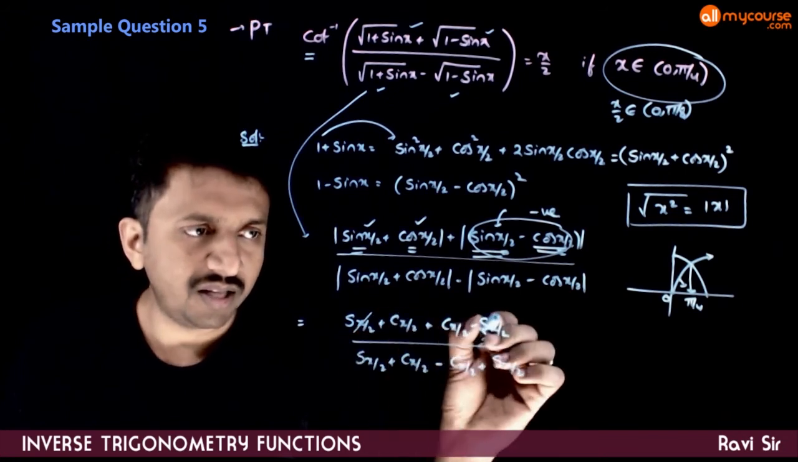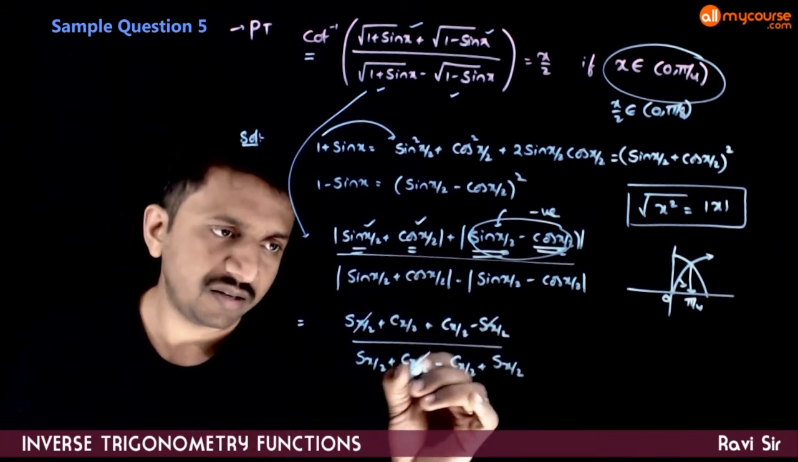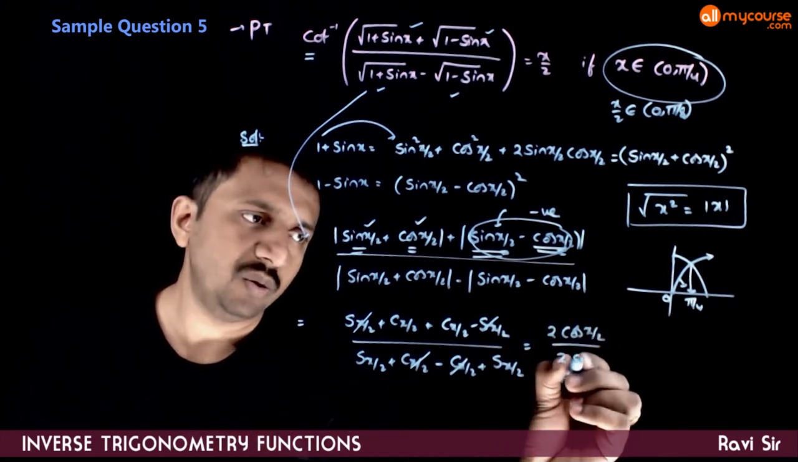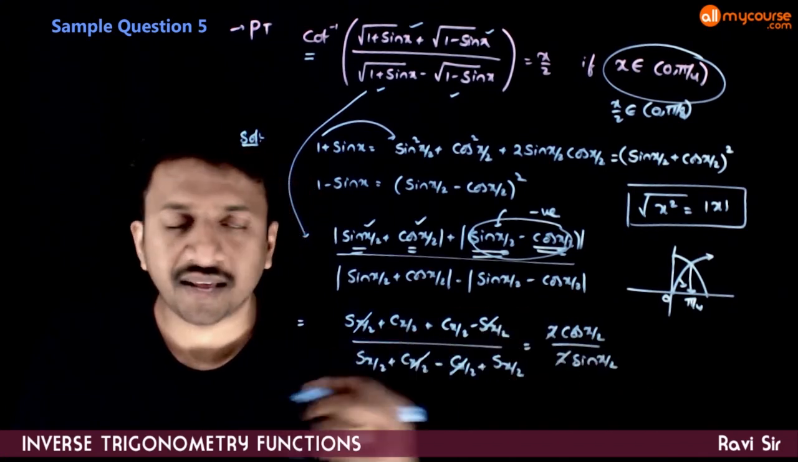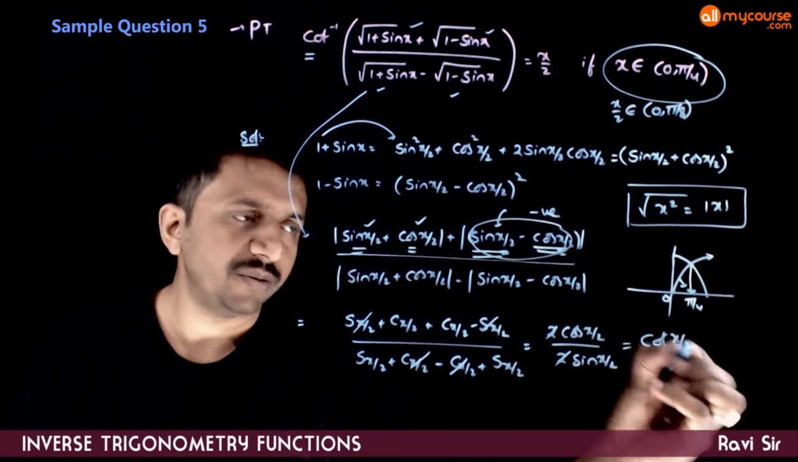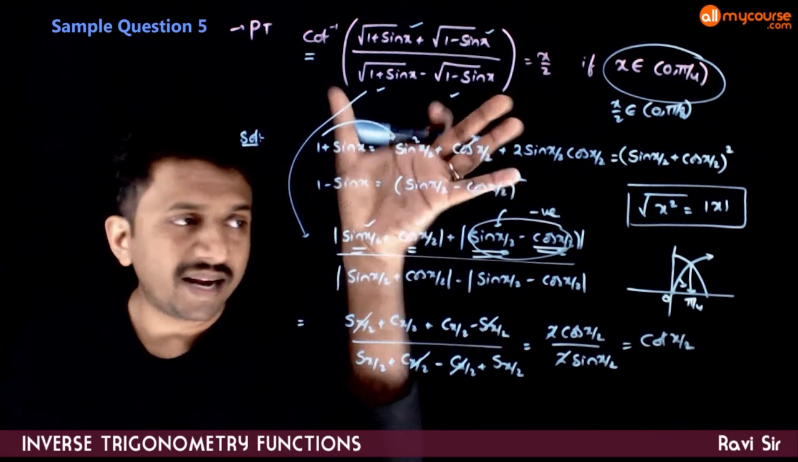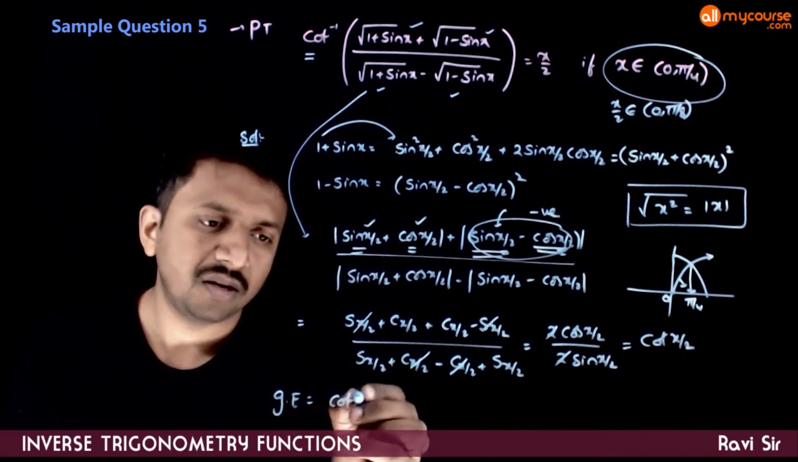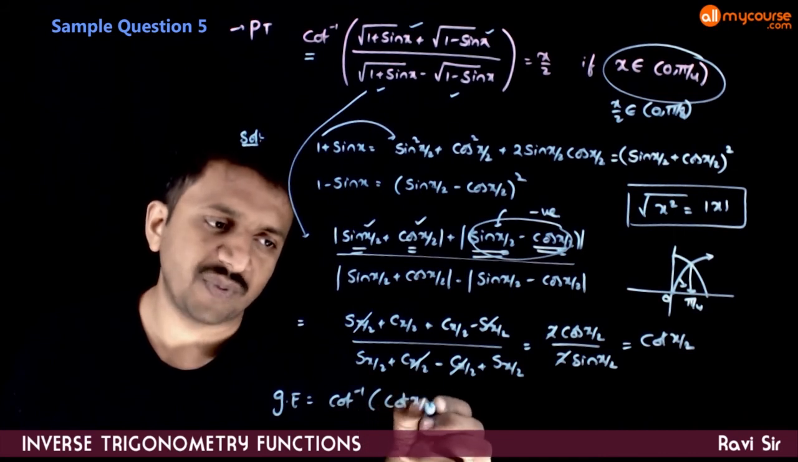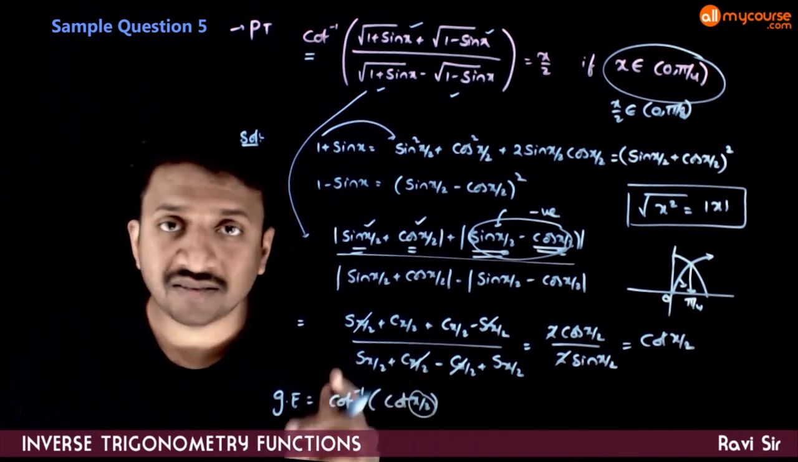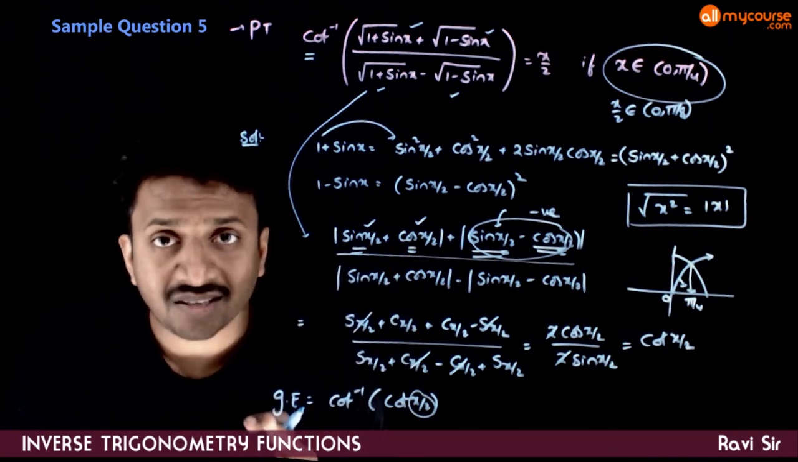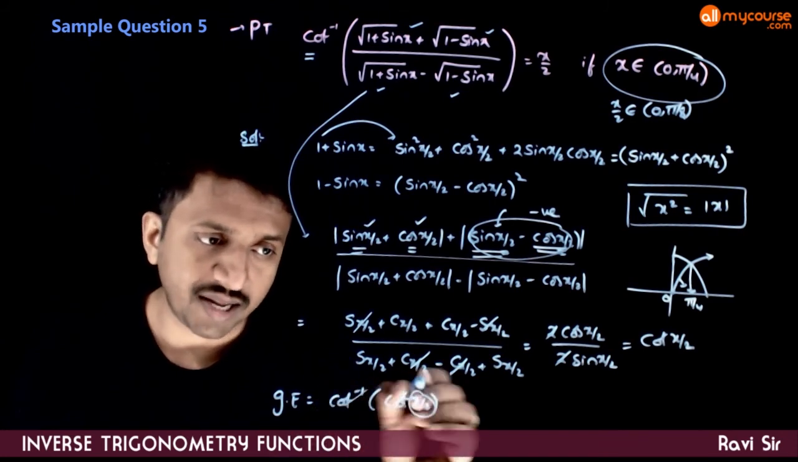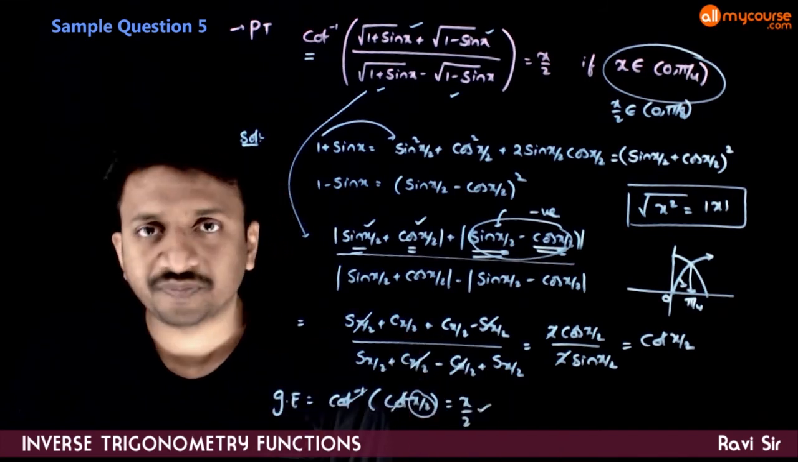So in the numerator, these two are getting cancelled. In the denominator, these two are getting cancelled. So you have 2 cos x by 2 by 2 sin x by 2. 2 is getting cancelled. It is cot of x by 2. So whatever is in the bracket is cot of x by 2. So the given expression is nothing but cot inverse of cot x by 2, where x by 2 lies between 0 and pi by 8, which is in the range of cot inverse. So these two are getting cancelled. So you get x by 2 as the answer. Hence, proved.